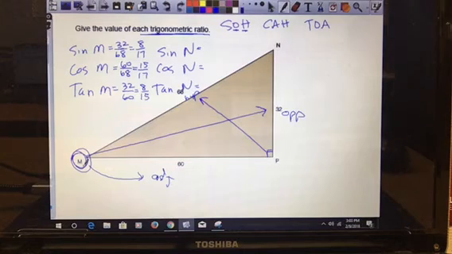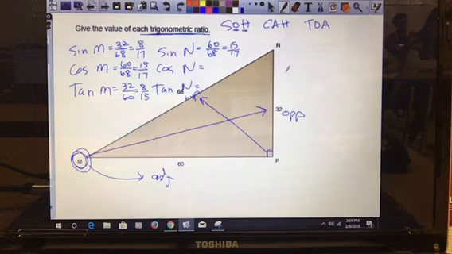Now what happens when you go up to N though? What changes if you go to N? Opposite becomes the adjacent, and the adjacent becomes the opposite, but hypotenuse doesn't change. That stays. That's always the same. So if I'm at N, my opposite is 60. My hypotenuse is 68. 60 over 68. You can see that the cosine of M is the same as the sine of M. They're both 15 over 17.